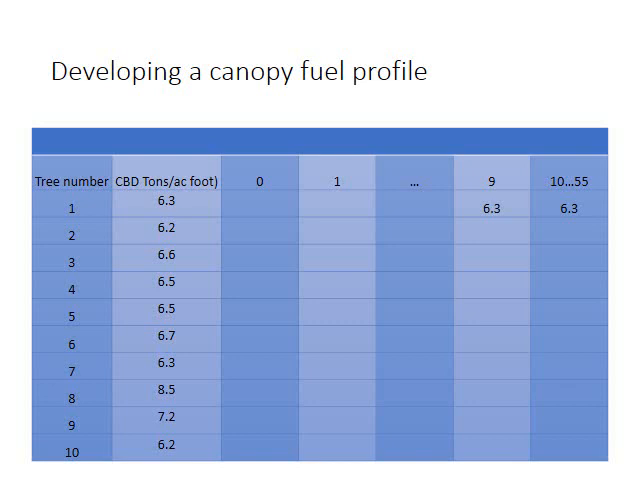This is an example of what my table looks like. Next, we want to fill in the table. For tree 1, we have no crown until 9 feet because this was the crown base height. So at 9 feet to 55 feet, you will enter 6.3 into your form. You will do this for each tree in your data set.